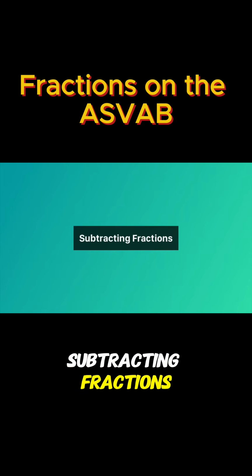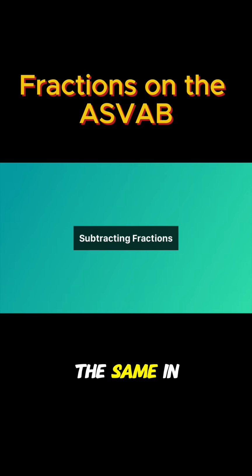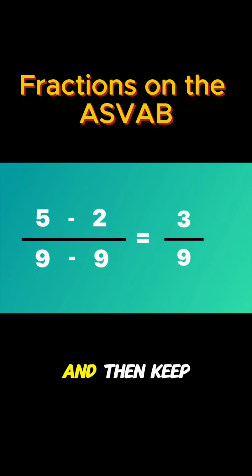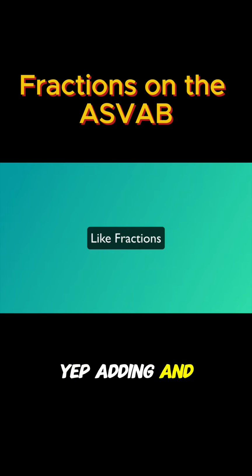But what about subtracting fractions? Does that work the same? In fact, it does. All you have to do is subtract the top numbers and then keep the bottom number. Yep, adding and subtracting fractions are easy, and there's a name for it. It's called like fractions. We call them this because the bottom numbers are the same, or alike. So like fractions are very easy.